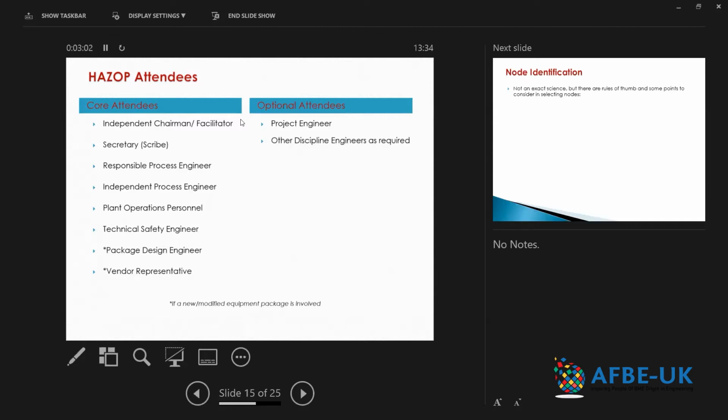So counting from the chairman, you've got 1, 2, 3, 4, 5, 6, 7, 8 people sitting in a room. Typically, you need no more than that. Ideally, really, you need no more than that.